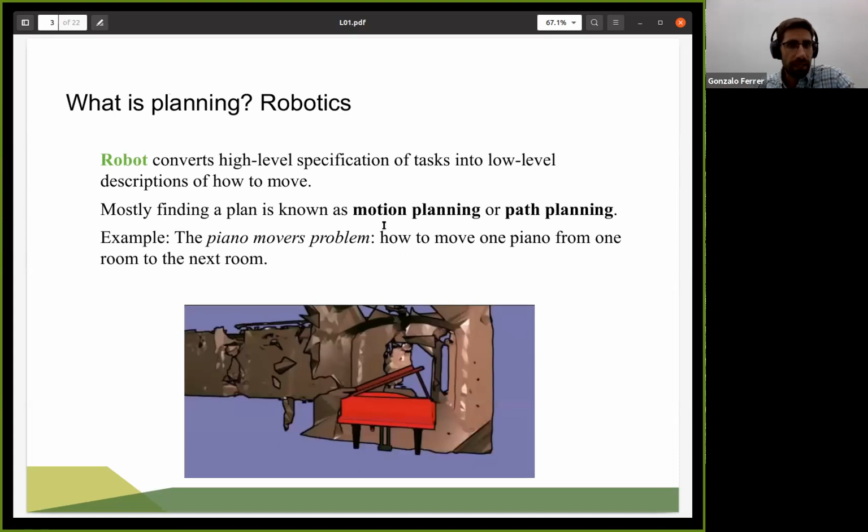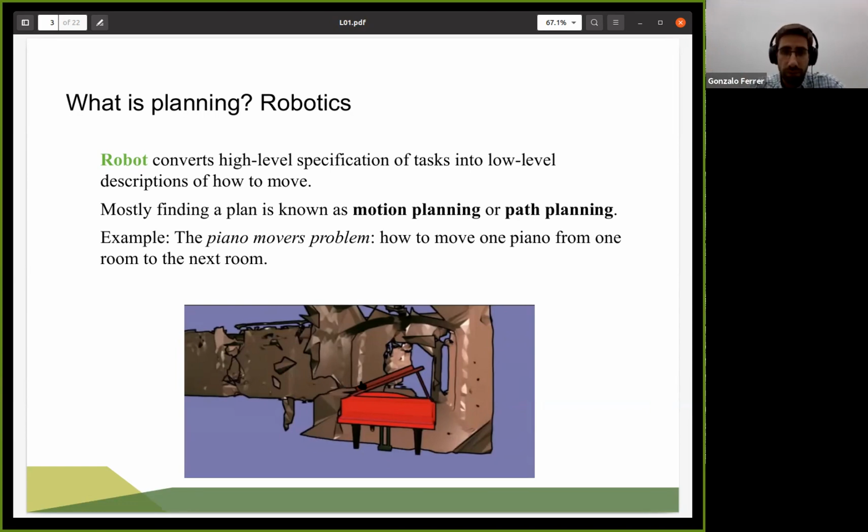So what is planning? As I said, planning has different meanings, or at least it's a topic that is used broadly in different disciplines. Let's start with robotics. There are terms that change from one field to the other, and I will try to put all of them together for you to get the big idea of what planning is. In the context of robotics, this involves high-level specifications of a task into small actions that we then take on. And the most clear example of this is the piano problem.